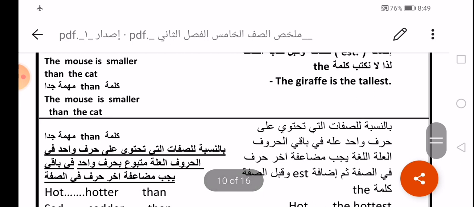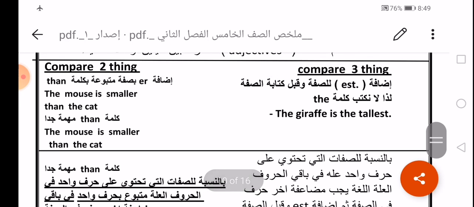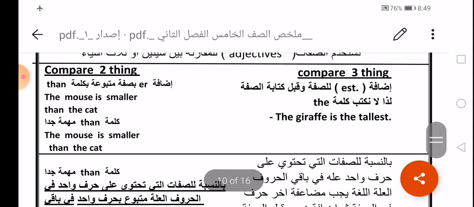Also, we have a superlative. In general rule, comparative, or to compare between two things or people, we are going to add er to the end of the adjective. Not all adjectives here. We are going to classify, we are going to explain it. Also, for superlative, we are going to add est if there are more than two.